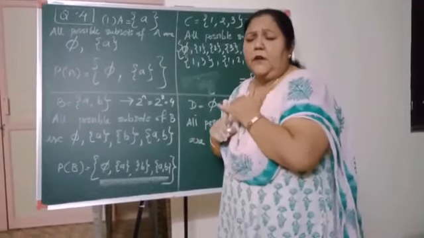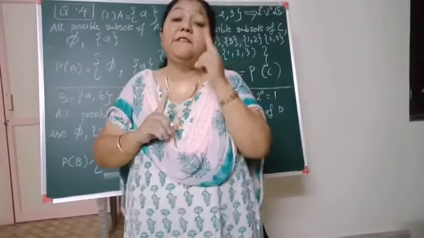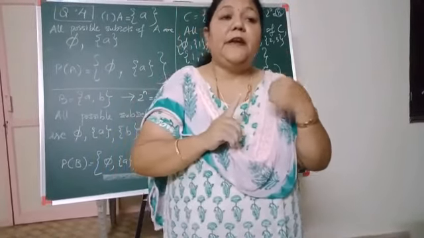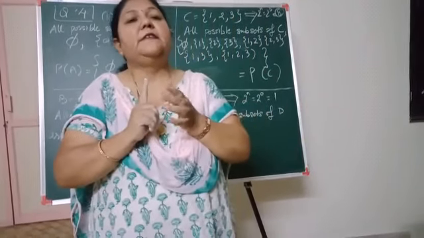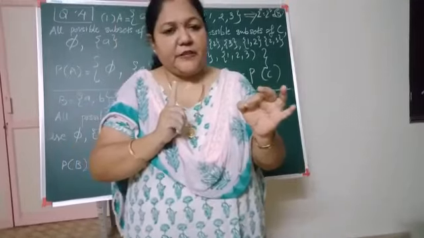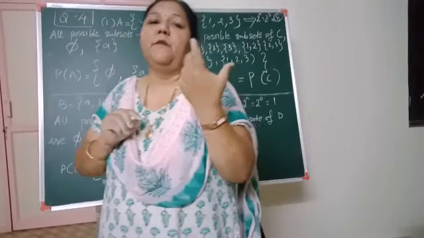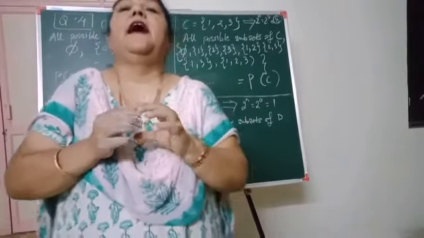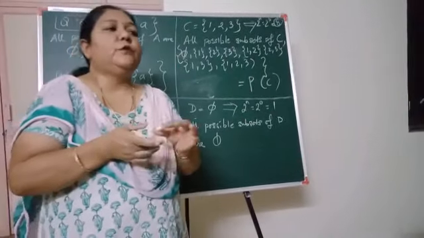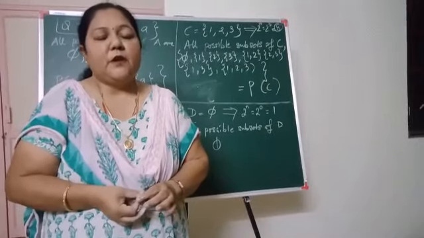Every set will have at least 2 subsets, but the empty set is the only such set that has only one subset. So the number of subsets is going to be 2 raised to n, right? And that's all related to subsets and number of subsets.